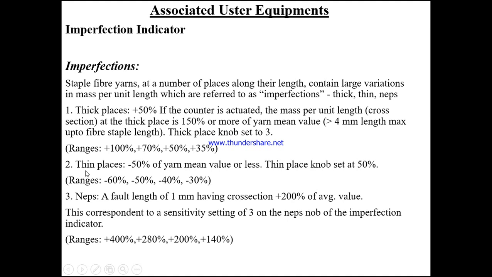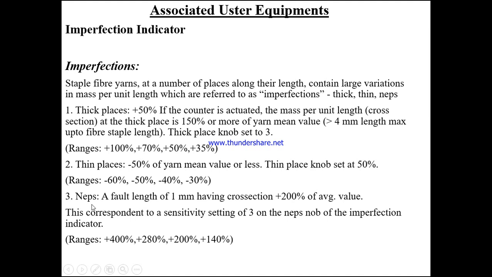Now next is thin places, that is less than 50% of the mean yarn diameter, that is called a thin place. So the thin place knob is set at less than 50% value, and various ranges of thin places are minus 60%, minus 50%, minus 40% and minus 30% of the average value of the mean yarn diameter or mean mass of the yarn.